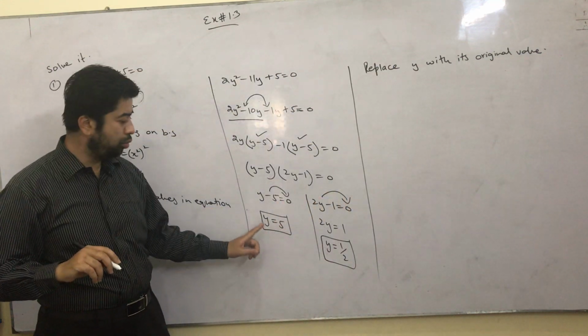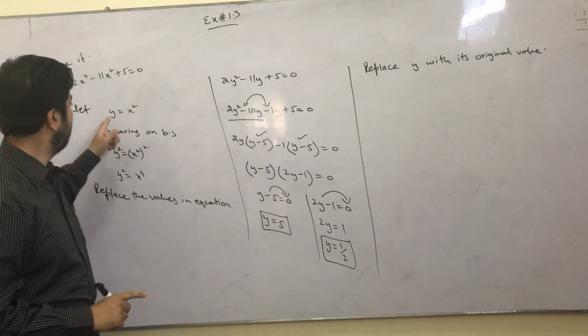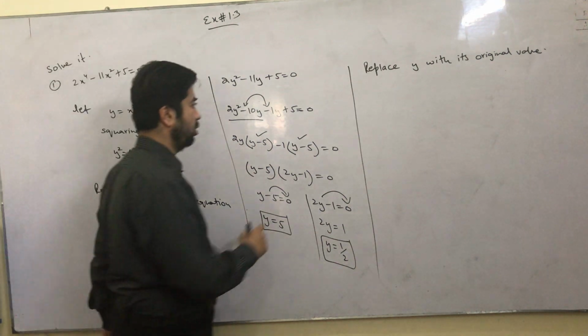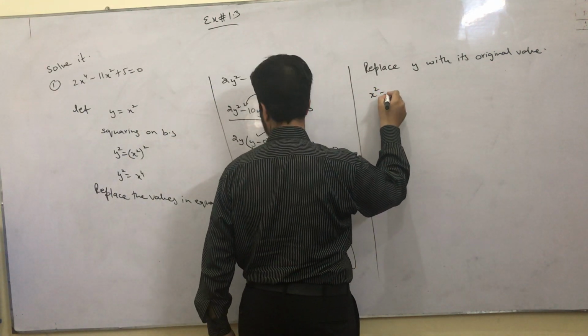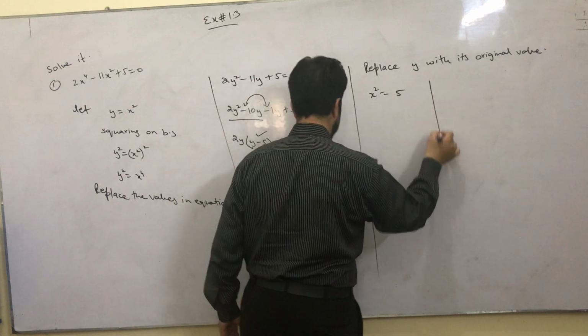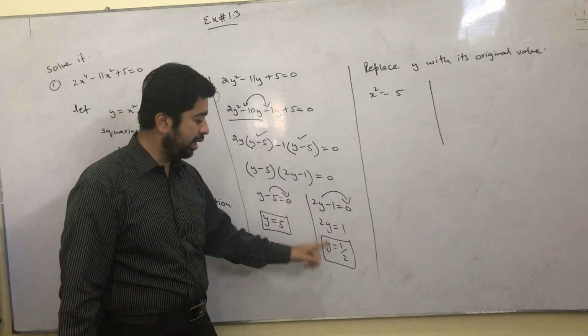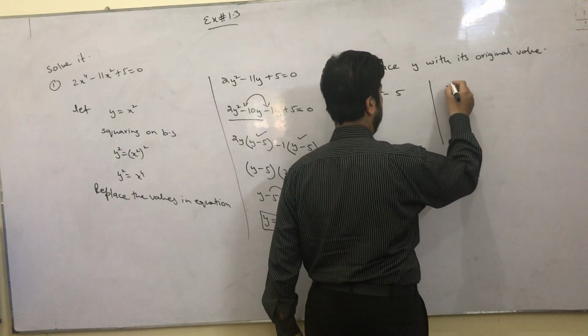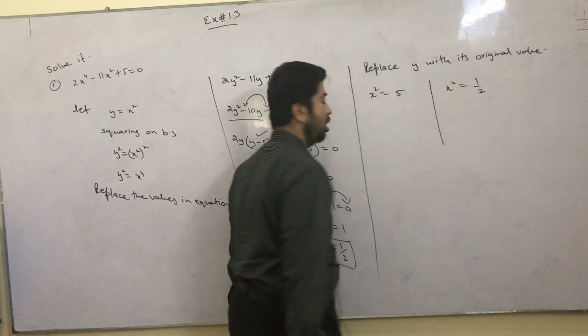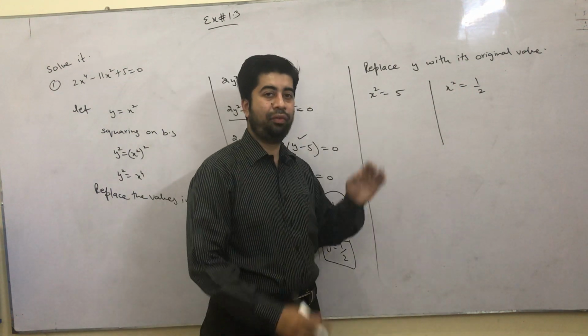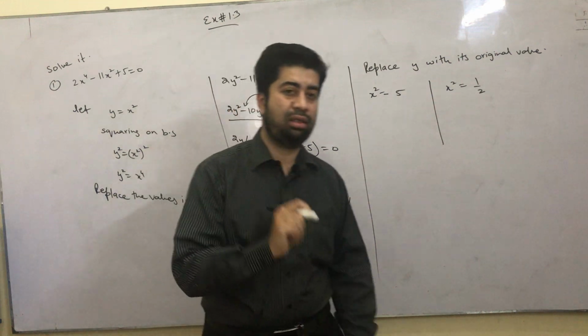Instead of y, you have to write what? Y is equal to x square. So x square is equal to 5, and instead of y, you again have to write x square is equal to 1 over 2. But this is x square. We have to find the value of x.